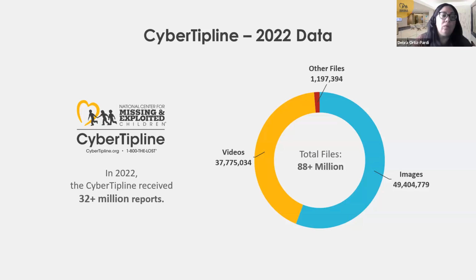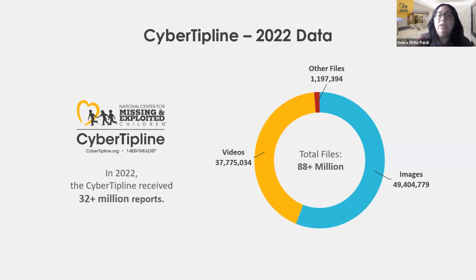Okay, so to give you a sense of the magnitude of the type of reports that we're receiving at our CyberTipline, just in 2022, we received over 32 million reports. And again, the vast majority of those included child sexual abuse materials. And as you can see from the graph on the right, you can just see the magnitude of the content that's being reported to us, and that our analysts have to sift through and share out with law enforcement.